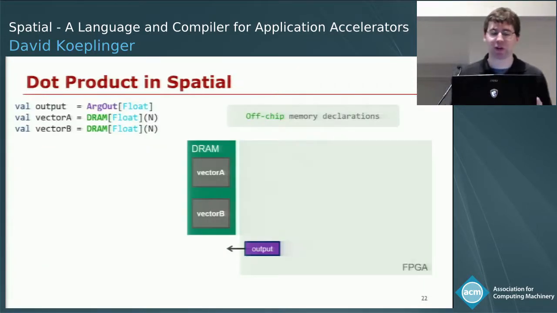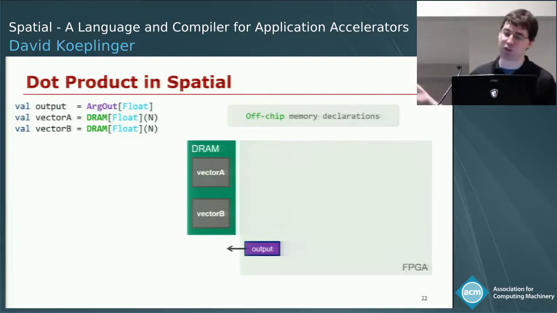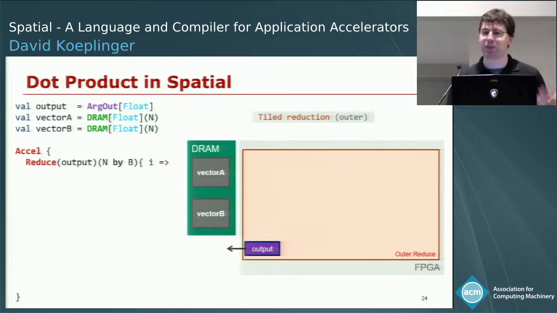So if you look at how we implement dot product in Spatial, just as a simple example, I have a declaration of the arbitrarily large vectors living in off-chip memory, along with some memory mapped register that's going to be collecting the output value of the dot product. We have a specification that's explicitly saying what part of our computation is going to be living on the FPGA. And then we're going to be expressing our dot product as a reduction. In this case, we're tiling the reduction in order to do chunking, so that we can bring in chunks that can fit on the FPGA and operate on them.